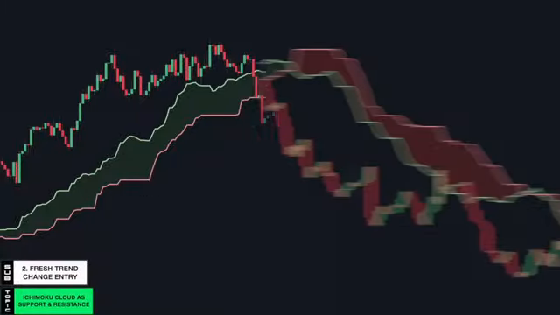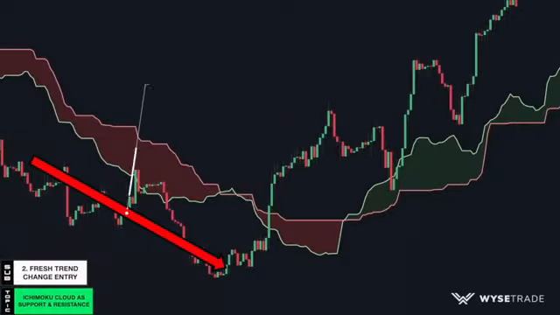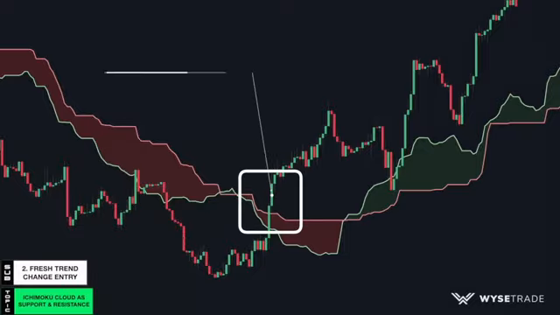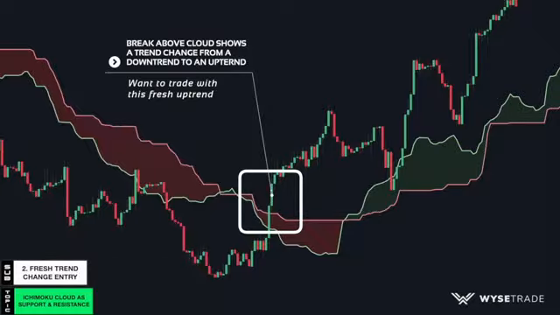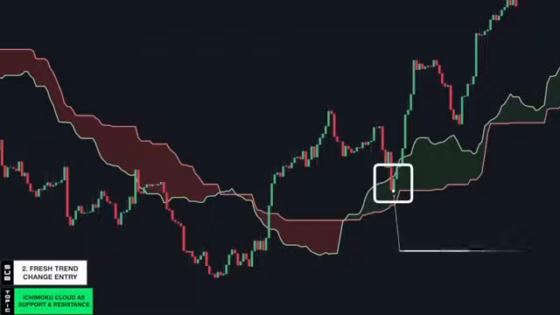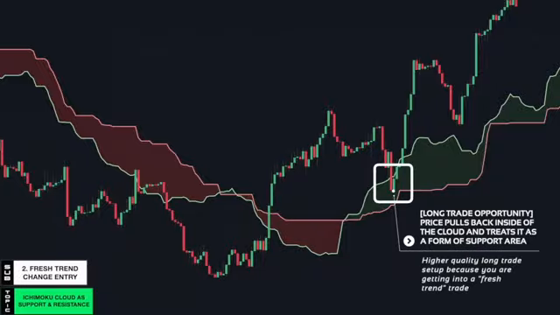So going in the opposite direction in a downtrend, price is below the cloud, signaling a moving downtrend. Price then breaks through the cloud and above it, signaling a trend change from a downtrend to an uptrend. Price then pulls back inside the cloud as support, presenting a long trade opportunity. Once you had an intraday trend change confirmation, you would take long entries.